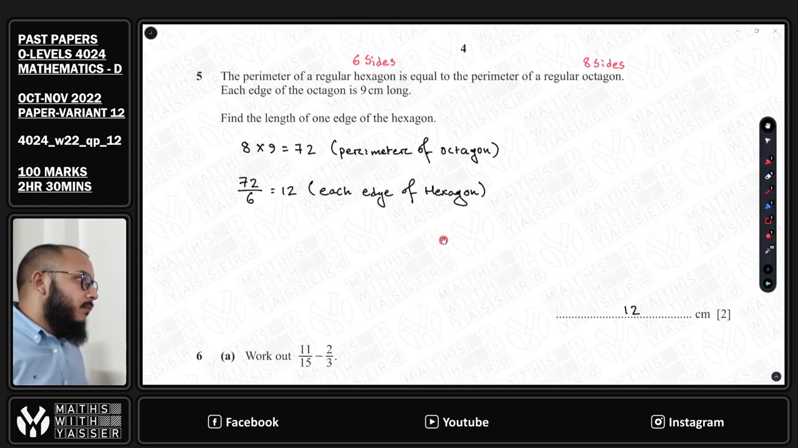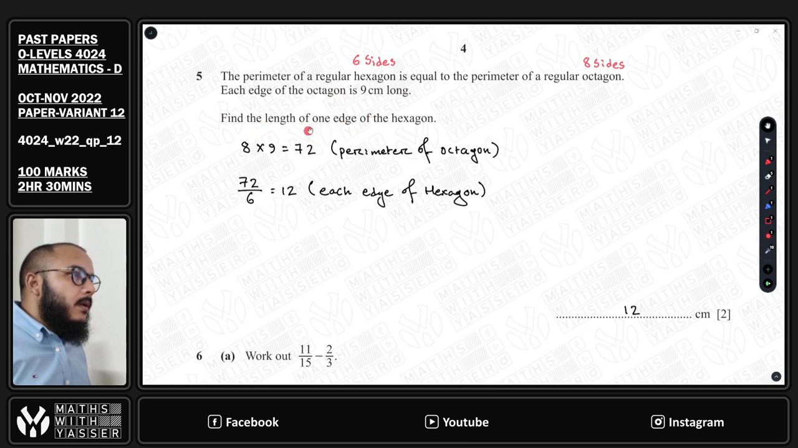Next question, we have the perimeter of a regular hexagon, and we know that a hexagon has 6 sides, is equal to the perimeter of a regular octagon, and an octagon has 8 sides. And they're also saying that the shapes are regular, which means all the side lengths are equal. It also says each edge of the octagon is 9 centimeters long. Find the length of one edge of the hexagon.